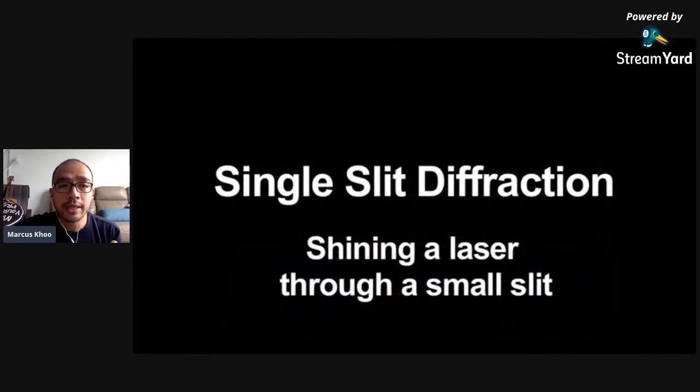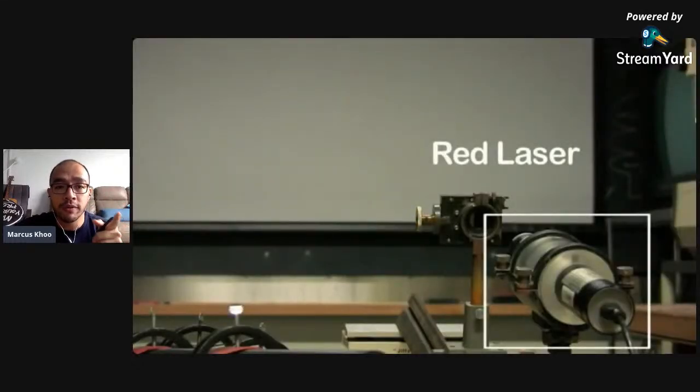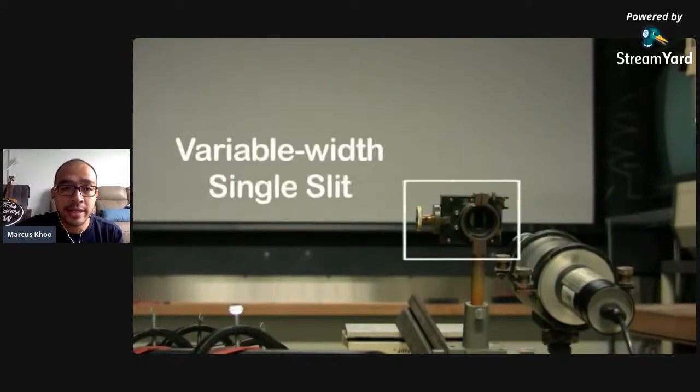So the first one is a single slit diffraction. So you shine a laser through a very small slit. This one they're using a red laser.